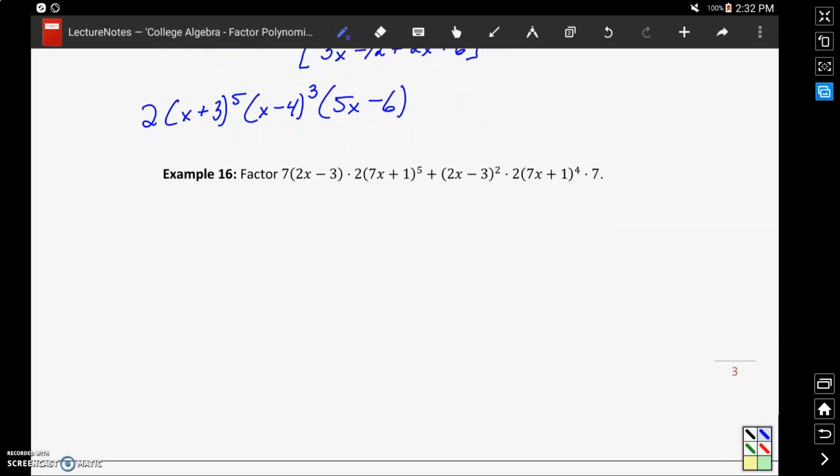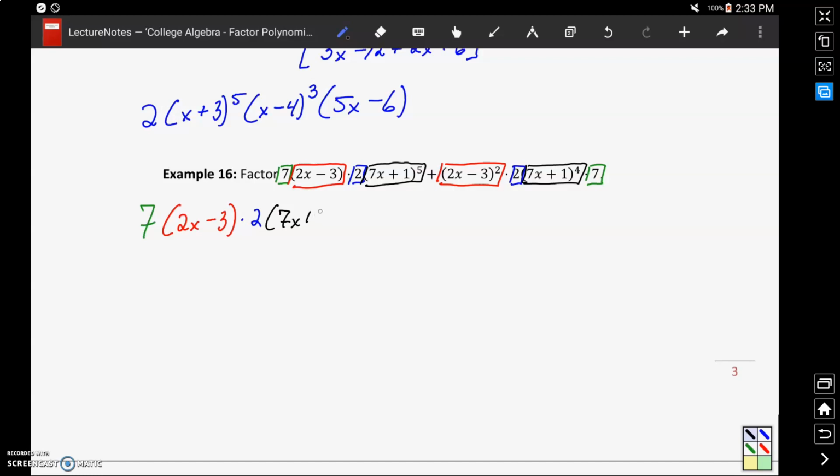Example 16 looks even messier than the previous two that we've considered, but we'll start off with exactly the same approach. We can identify 7s that are common, meaning we can factor out a 7. 2x minus 3 is common, so we can factor out 2x minus 3. They share a 2 in common, so we'll factor out a 2, and then in terms of 7x plus 1, we'll be able to factor out 7x plus 1 to the fourth power.